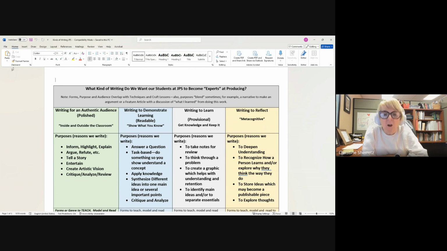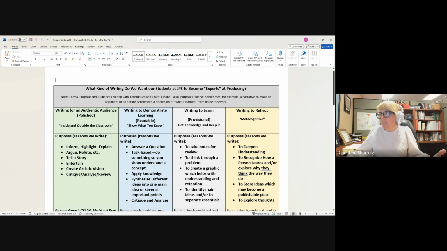The first kind is polished writing. If you are familiar with the Common Core standards or any standard in your state, they require students to go through the writing process and to write an informational piece, a persuasive piece, and a narrative. And so polished writing is inside and outside the classroom, but kids go through that writing process. They do pre-writing, they do a draft, they do revising, they do editing, and then they share their work.